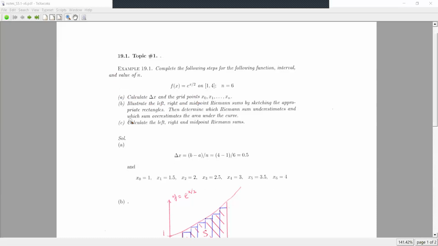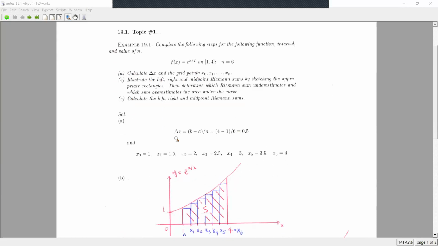Now let me answer question A first. The length of each subinterval, by formula, is b minus a over n. Now b is 4, a is 1, n is 6. So delta x is 0.5. That is, when we cut this interval evenly into 6 subintervals, the length of each subinterval is 0.5.